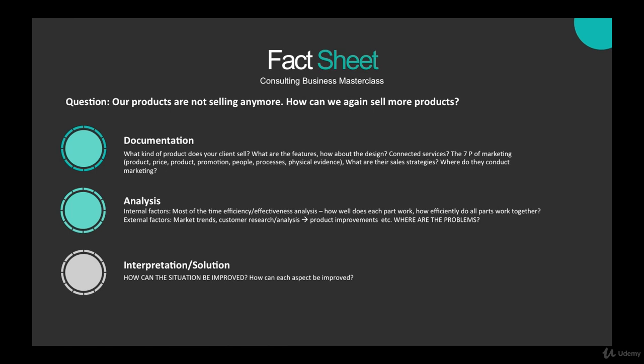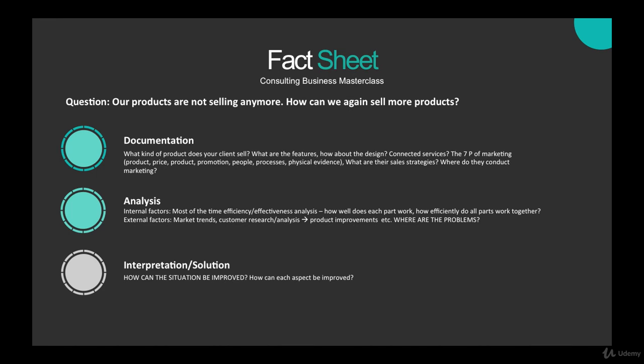Then afterwards, we have the interpretation/solution part. And now we want to ask the question, how can the situation be improved? How can each aspect be improved? So for instance, all of these problems, how can we solve them? How can we make every part more efficient or more effective? It really depends how much money the client has. If the client is really about saving money, of course, you want to make sure that everything works efficiently. If he or she is about growth, then go with effectiveness. You want to make sure that you get the biggest results possible. So interpretation/solution is very important.